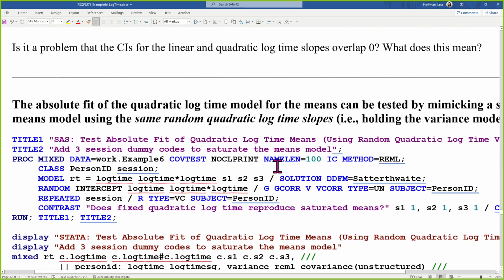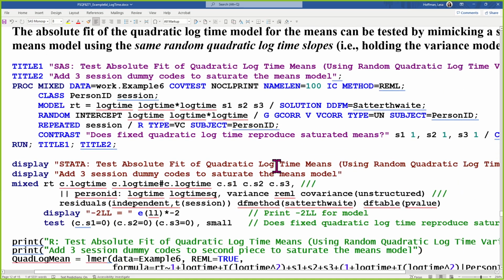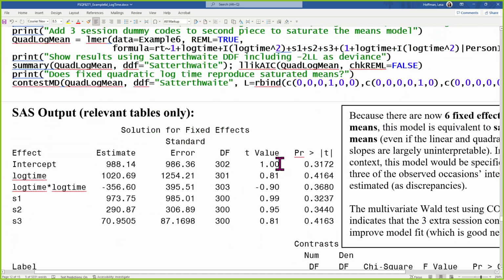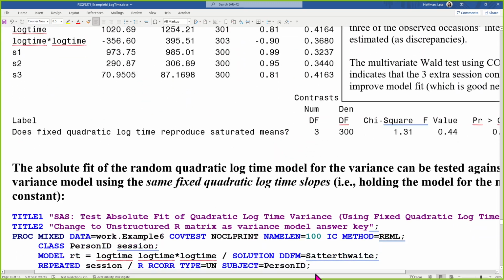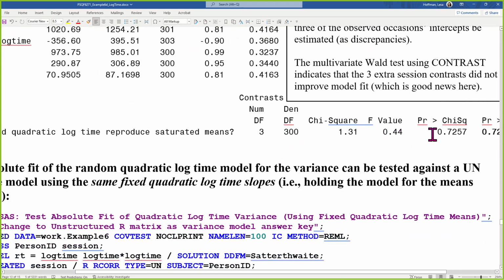So then if we go through the same process of testing absolute fit, I would expect that on the mean side, our 3 remaining dummy codes don't have anything to add because the 4 didn't before. So we lump those 3 together. Survey says, indeed they don't. So even more non-significant result than the last time.